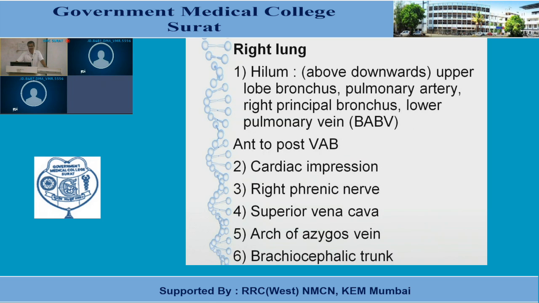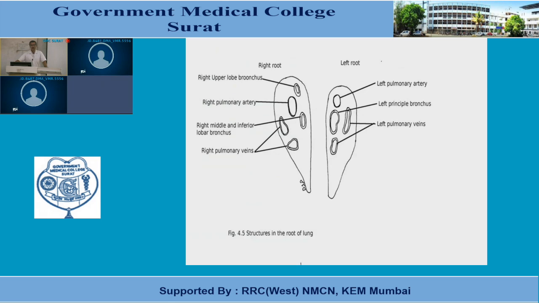First is the hilum. What is the hilum? It is a triangular structure which allows entry and exit in relation with the lung. Inside the lung, some structures go in like the bronchus, some structures come out like vessels. This is the hilum of the lung. It is triangular. Now this is the hilum of the right and left lung.